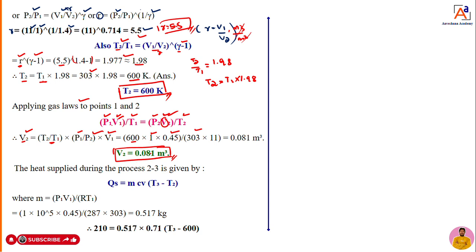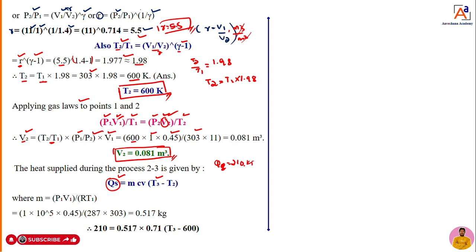Fine. Now once the compression process gets over, what are we doing now? We are going to supply a certain amount of heat. That heat is represented as QS. I can write the heat supplied equation as QS is equal to M into CV into T3 minus T2. Dear students, QS he has already given in the problem itself, that is equal to how much he has given?